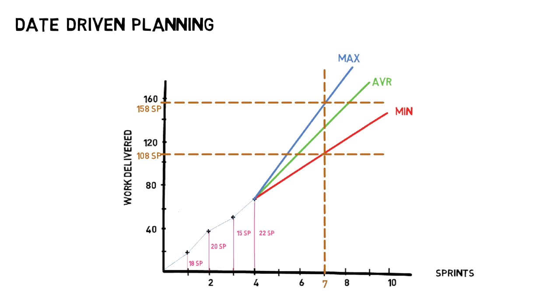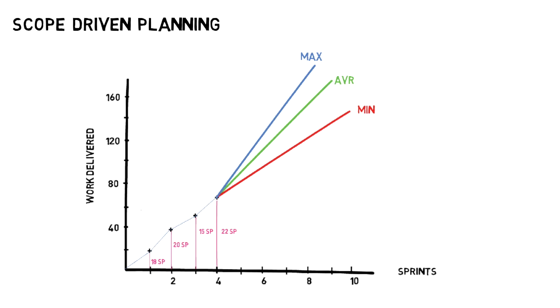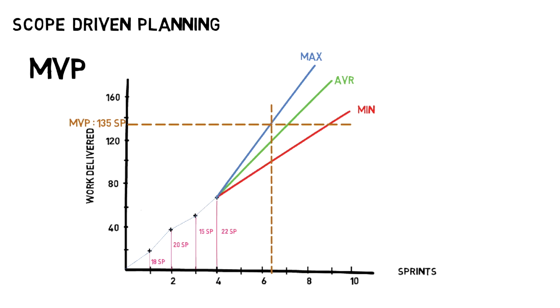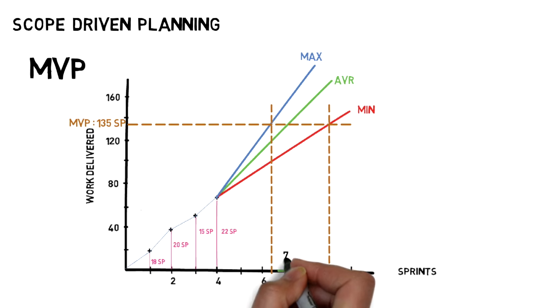Another way to use the sprint burn-up chart is with the scope-driven planning. If the stakeholder asks the product owner by when the team can deliver the minimum viable product, the product owner can then look at the user stories that fit in the minimum viable product and see how many story points. Assuming it is 135, with the lines drawn to the intersection of the delivery lines, the product owner can then tell the stakeholder that the MVP will be delivered between Sprint 7 and Sprint 9.